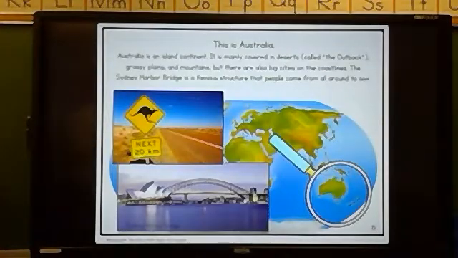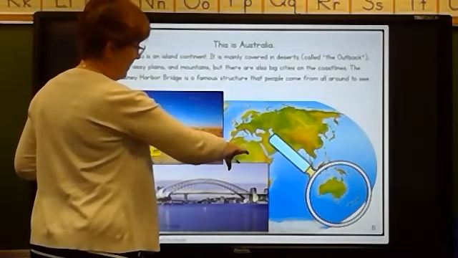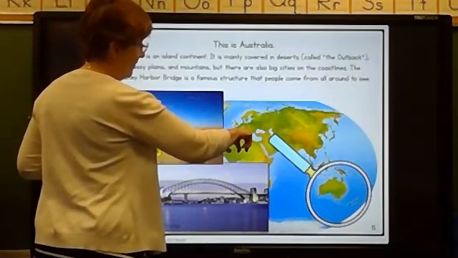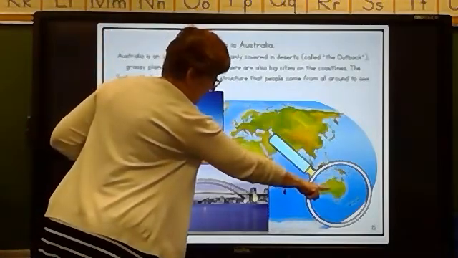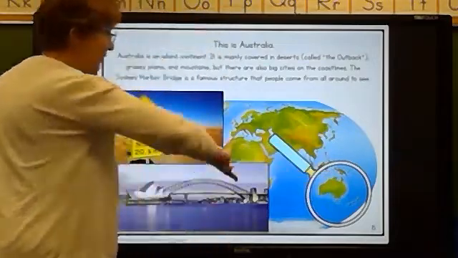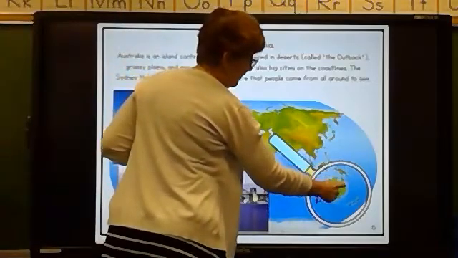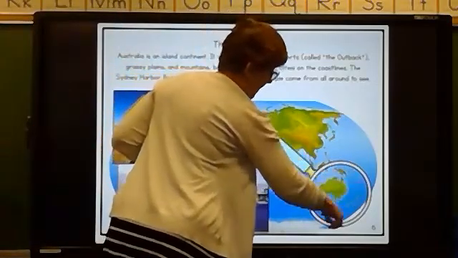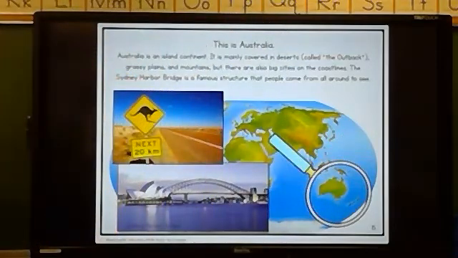Okay, and then we have Australia. Okay, so remember, we have Africa, which is my central point of focus. Above it, Europe. Over here, Asia. And then right over here, down from Asia, out there all by itself is Australia. And Australia is an island continent. You'll remember islands are pieces of land that have water all around them or are surrounded by water, okay?